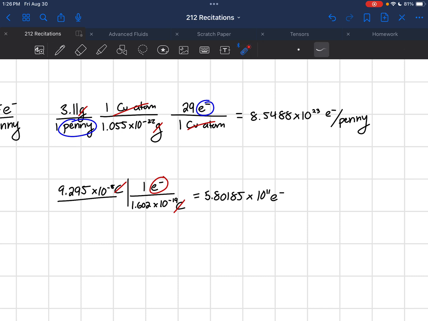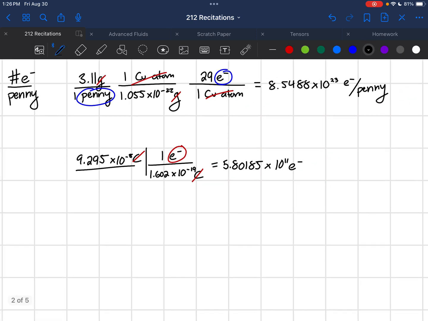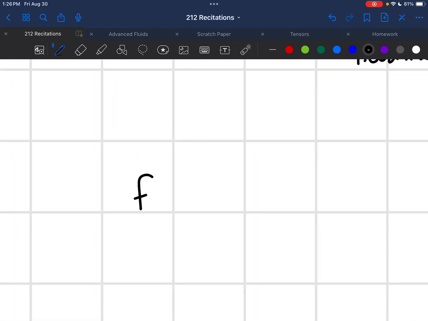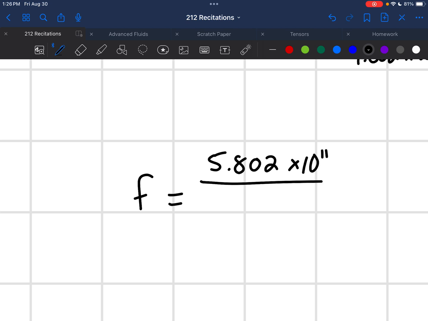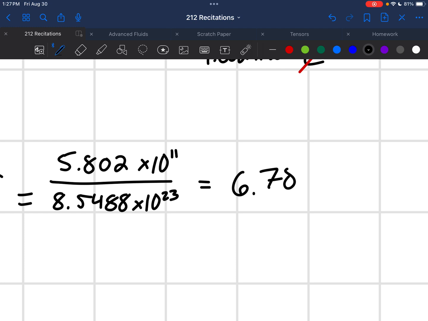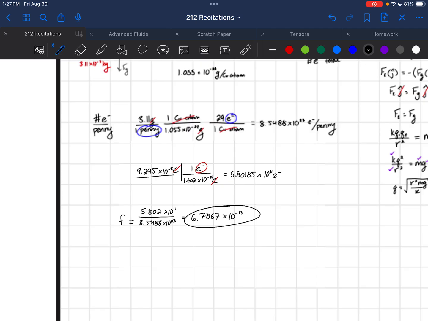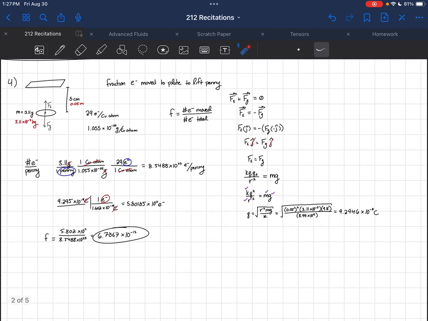So now we have the total number of electrons in a penny and the total number of electrons that I need to move in order to lift the penny. So in order to get that fraction, my fraction of the total will be my number of electrons that I need to move divided by the total number of electrons that I started with. And punching that into a calculator gives us 6.7867 times 10 to the negative 13. And it's unitless because it's just a ratio, it's just a fraction.